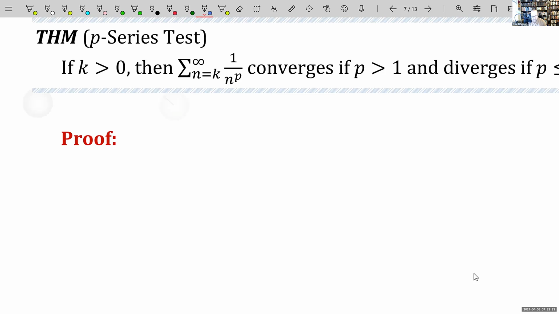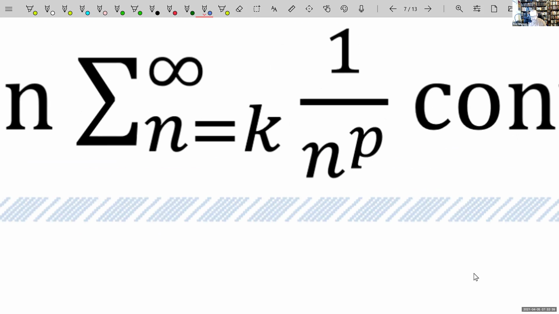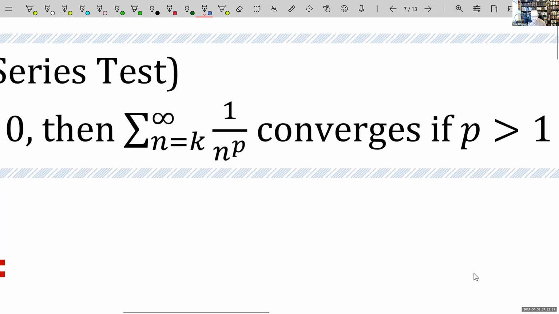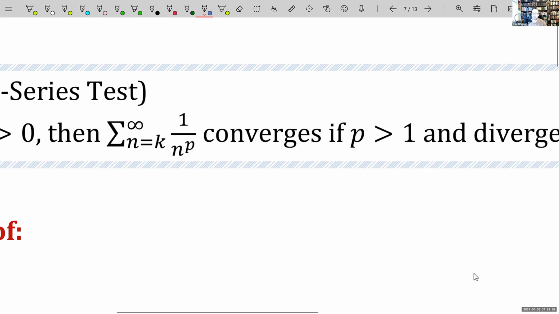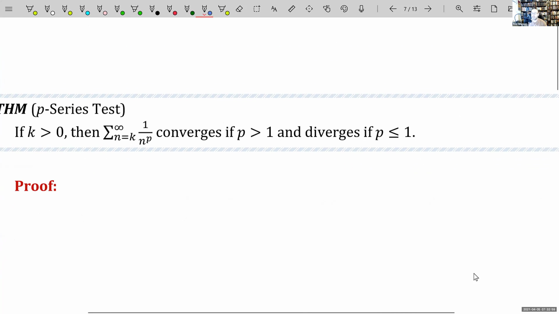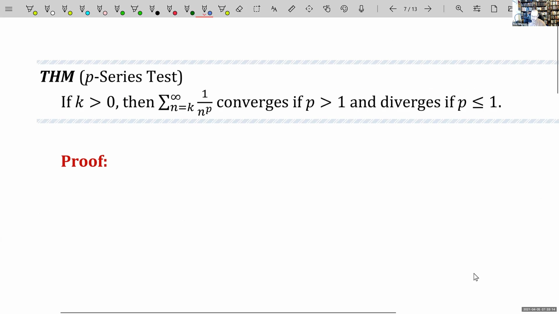All right. So the theorem, the P series test says the following: if k is greater than 0, in other words, our starting point here, k is greater than 0. And the reason why you want it to be greater than 0 is because n is equal to k, and you don't want to divide by 0. That pretty much makes sense, right? So if k is greater than 0, then the series n equals k to infinity of 1 over n to the p converges if p is greater than 1 and diverges otherwise. So that is the same statement as the power test for improper integrals. Here we call it the P series test. There we would probably call it the P integral test. But here P series test is what we're going to call it.